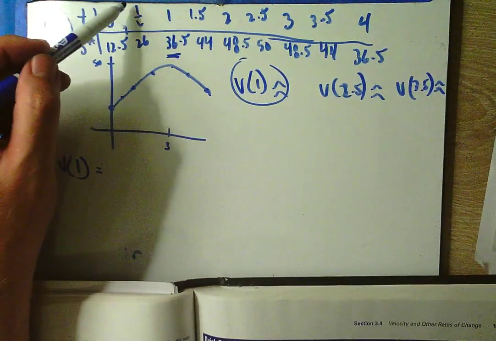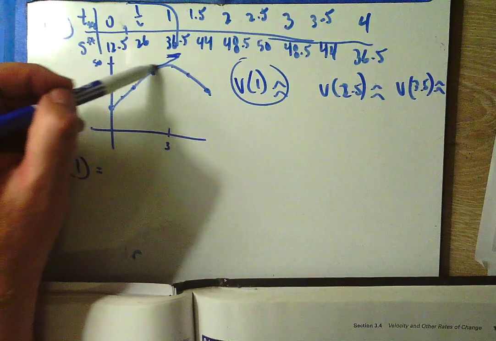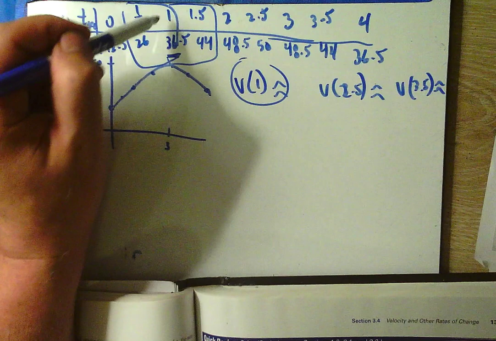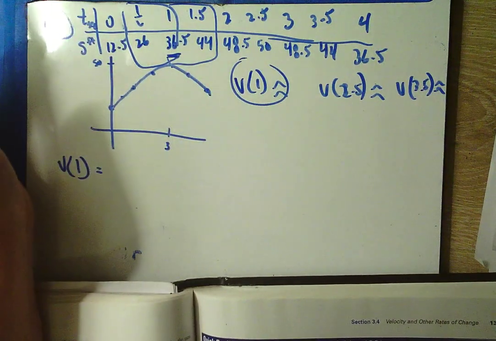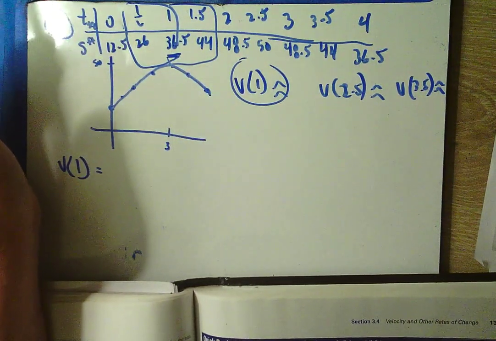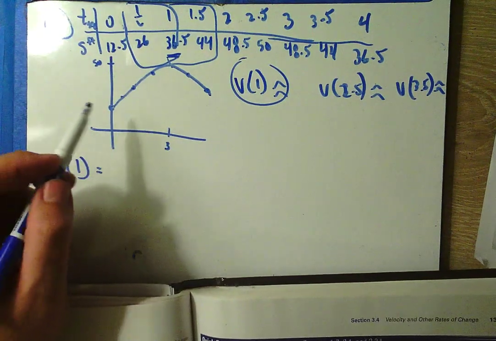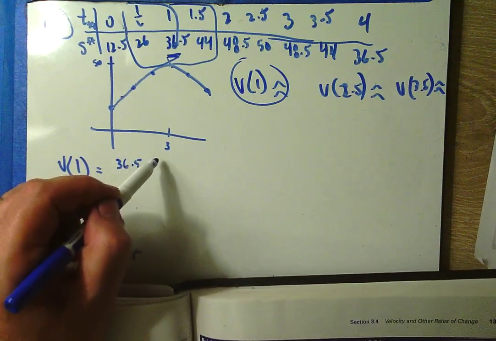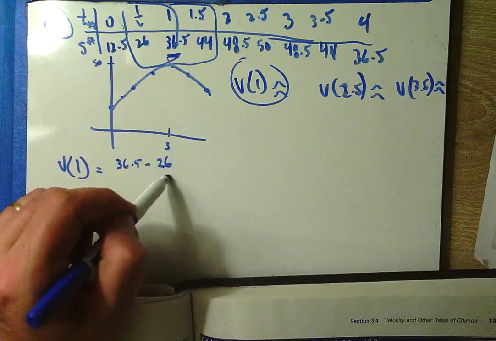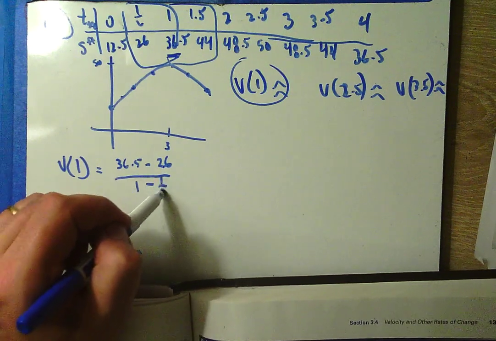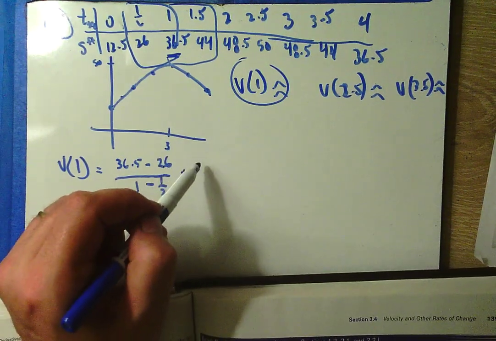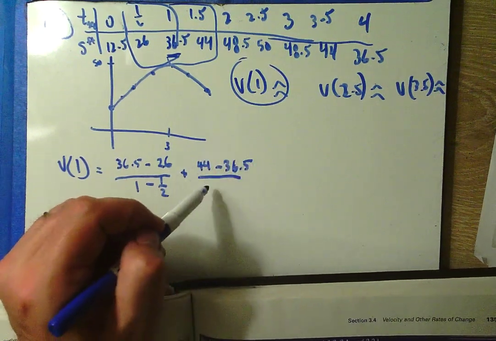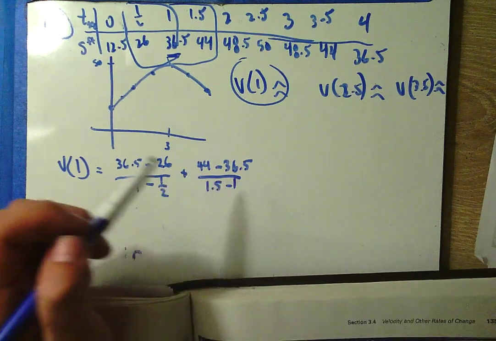And I'm going to use the average velocity from 1/2 to 1. But wait a second, why don't I use from 1 to 1.5? In fact, the best thing I should do is average those two velocities. Average those two average velocities. So (36.5 minus 26) over (1 minus 1/2) plus (44 minus 36.5) over (1.5 minus 1).